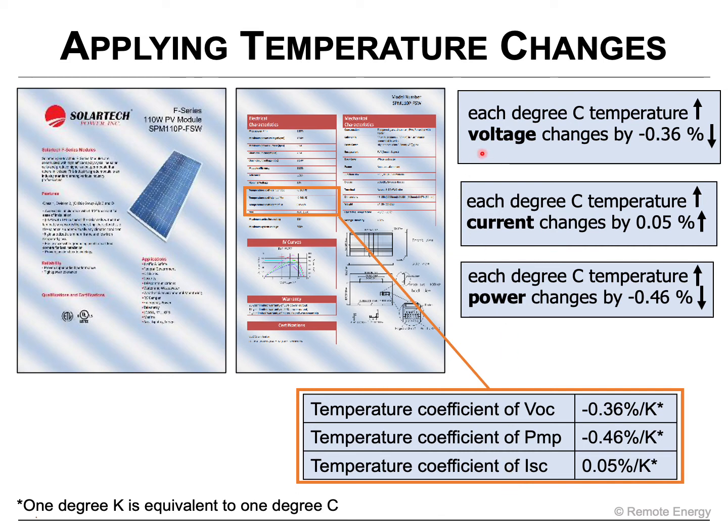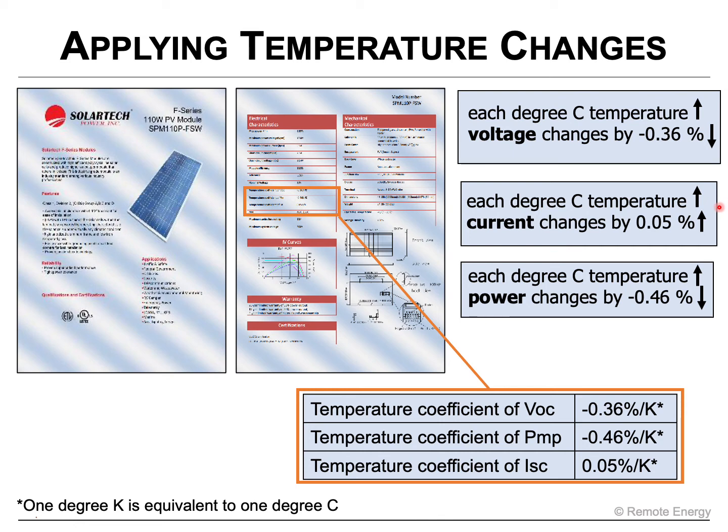Looking at the first value, we can see that for each degree C of temperature gain that we have, the voltage will change by a negative 0.36%. So negative means that the voltage is going to drop. So the hotter the day that we have, our voltage is going to drop, which is what we saw on the IV curves earlier.